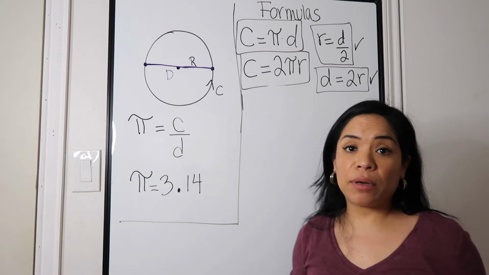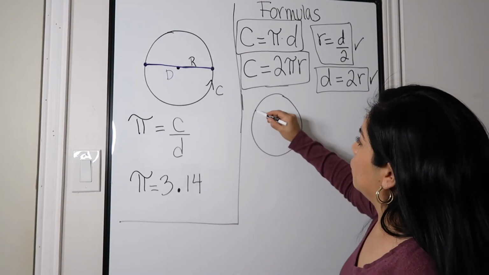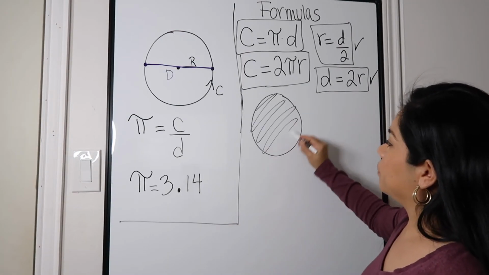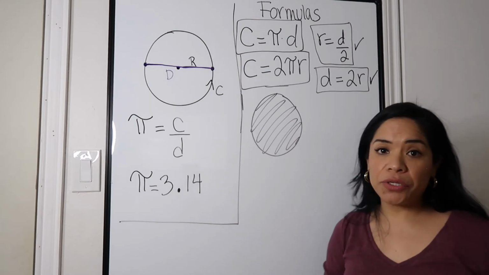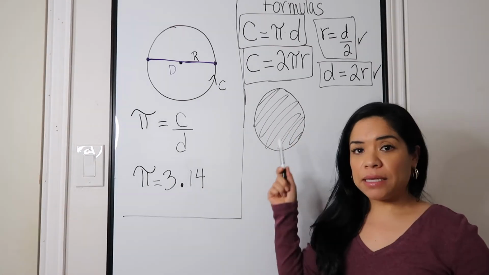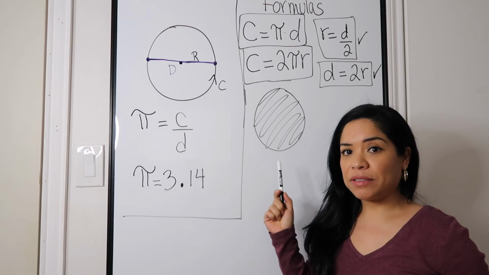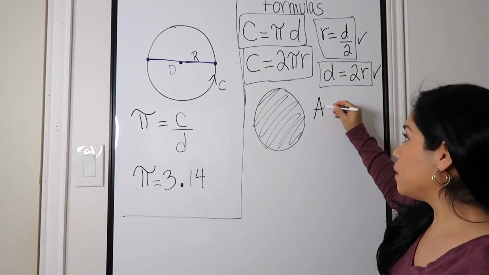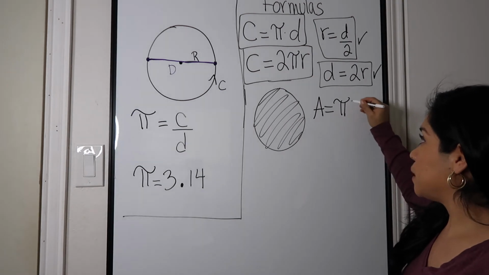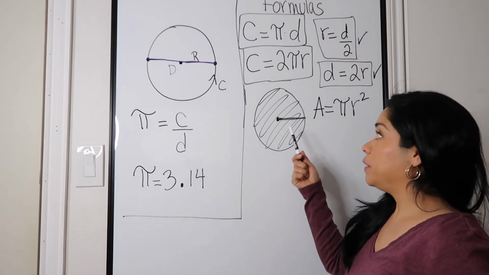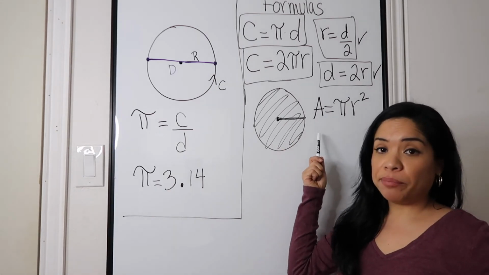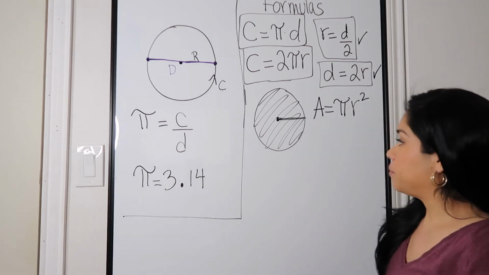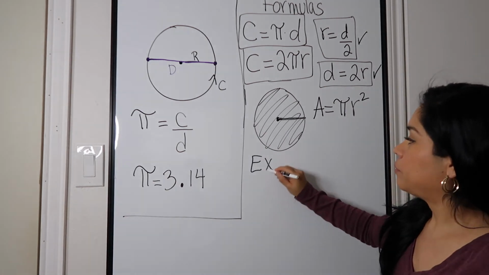Now let's talk about area of a circle. To find the area of any circle, the area of a circle is equal to pi times the radius squared. Let's write that down. A equals pi times the radius squared. We know that the radius is from the center to any point of the circle. Let's look at an example.